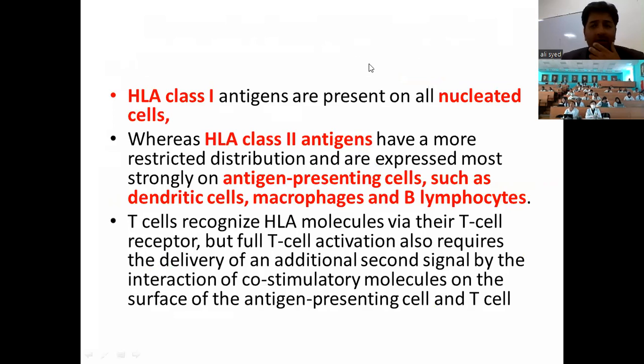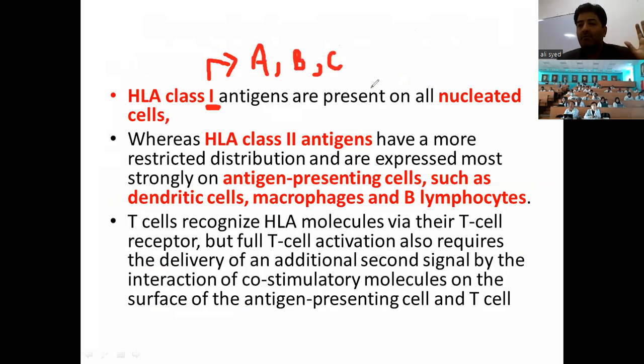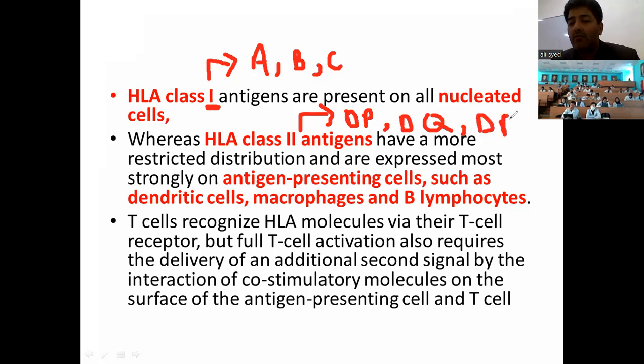Now, first of all, you must remember where these HLA antigens are present. Class 1, see here, it means it will have only one letter. So you can write HLA antigens as A, B, and C. Just remember these three. HLA class 1, only one letter: A, B, and C. Class 2 antigens, it means there are two letters in it: DP, DQ, and DR. That's it. Class 1 antigens are present in all your nucleated cells.